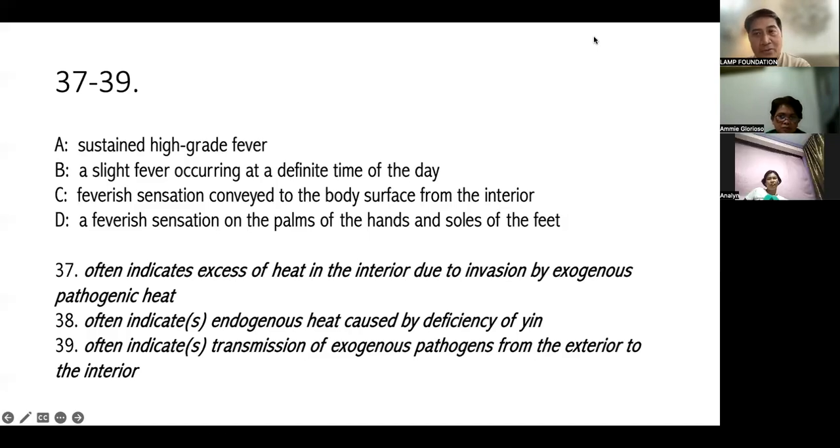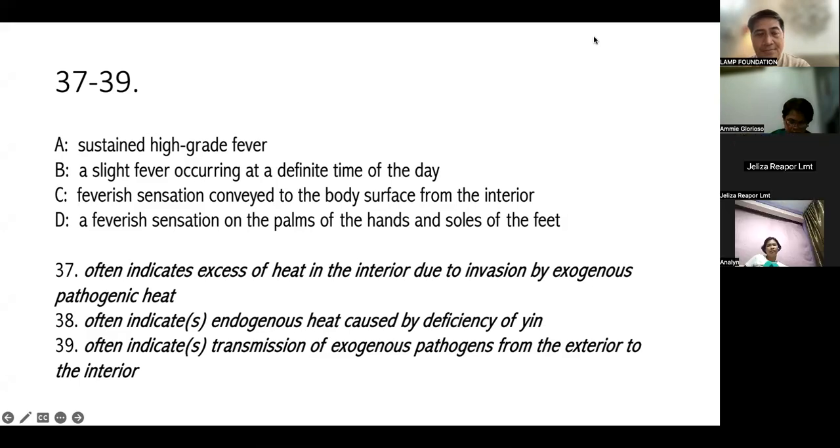Okay. 37 to 39. Ako ba rin yun? Ikaw pa rin. 37 often indicates excess of heat in the interior due to elevation of exogenous pathogenic heat. My answer is letter A, sustaining of the high-grade fever. Meron po siyang excess heat of the interior, so meron po siyang high-grade fever.